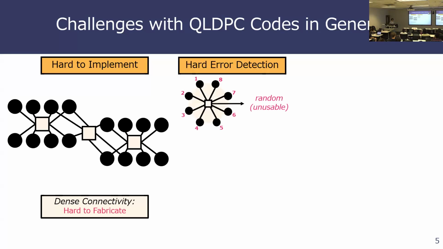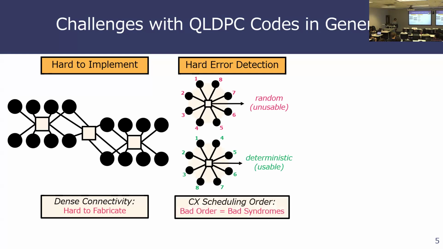The second reason is that it's hard to detect errors. When I'm performing my CNOTs on a QLDPC code, I need to perform them in a certain way. So I have to have a certain order to my CNOTs. If I have the wrong order, the bits I get when I measure my check qubits can be random. And that means that they're unusable because I can never figure out if an error has actually occurred. Whereas if I have the correct CNOT order, then my results are mostly deterministic. Unless I get an error, then I'll get a 1. But most of the time, they're going to be 0. So this is another problem. I need to schedule my CNOTs properly because if I give it a bad order, I'll get some bad syndromes.